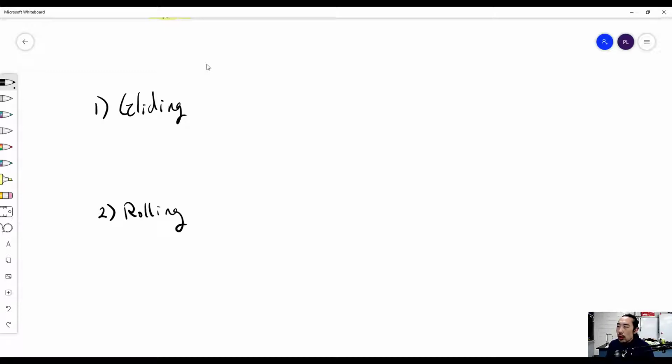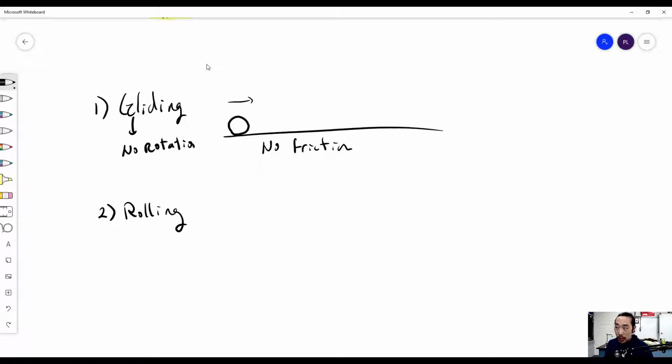Now, the first scenario, a gliding scenario. Let's say we had an object with no friction. So there's a surface with no friction, and we have a ball here. Now, what I want you to do is imagine that this ball is just gliding across this surface, and there's no friction. Now, with this gliding, there is no rotation. And it's important that there is no rotation here.